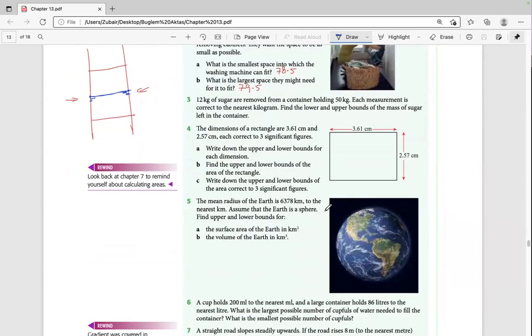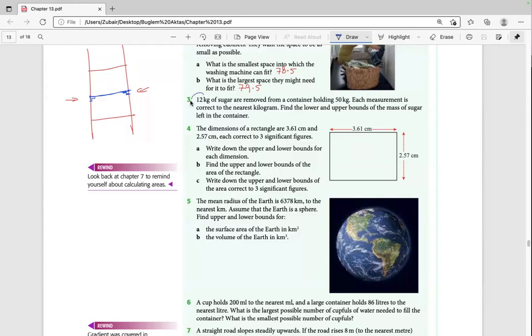Question number 3. 12 kg of sugar are removed from a container holding 50 kg. Measurement is correct to the nearest kilogram. Find the lower and upper bounds of the mass of sugar left in the container. So just 50 minus 12, and then we find the upper and lower bounds.